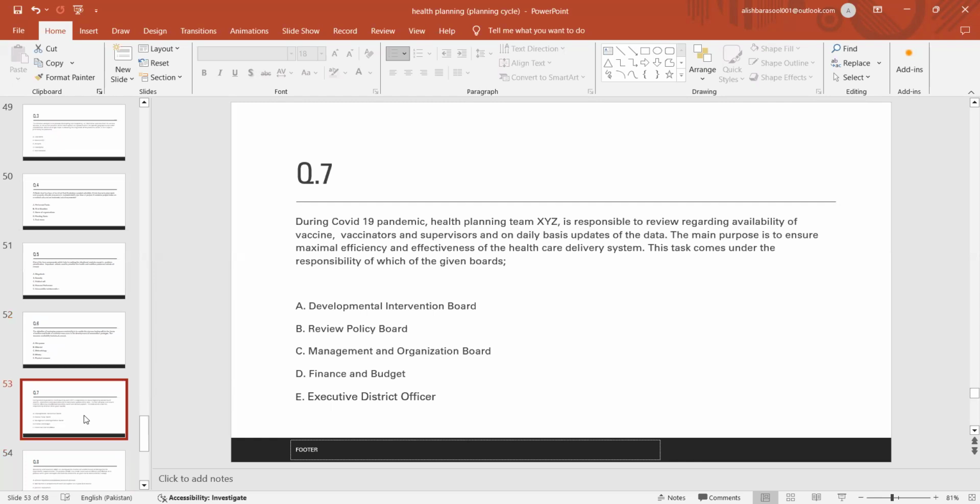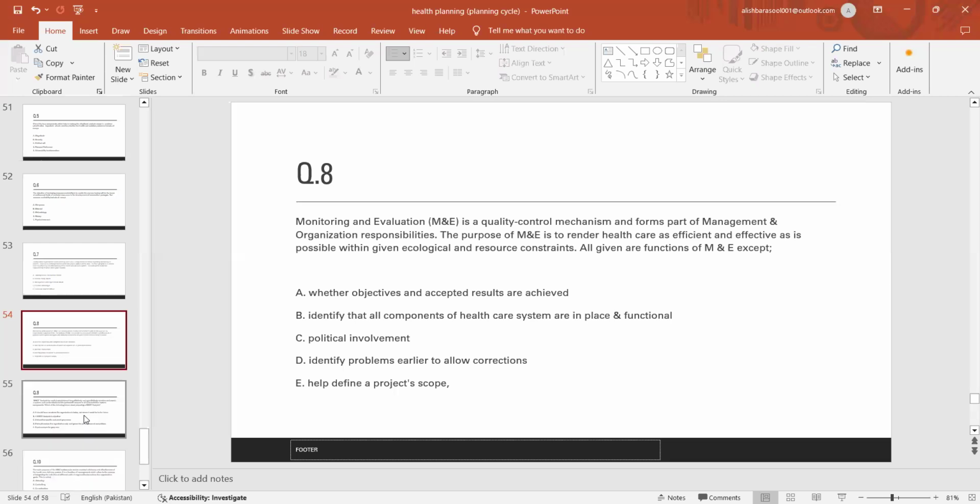During the COVID-19 pandemic, the health planning team is responsible to review the availability of vaccine and vaccinators, and supervise the daily updates of data. The main purpose is to ensure maximal efficiency and effectiveness of healthcare delivery. This task comes under the responsibility of which? Development Intervention Board, Review Policy Board, Management Organization Board, Finance and Budget, or Executive District Office. It's C.